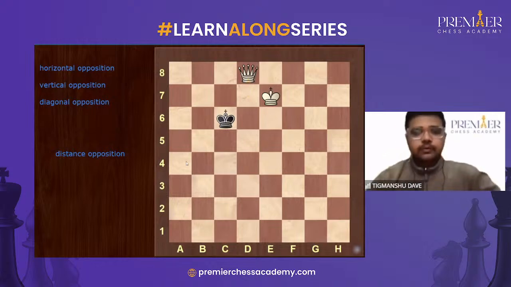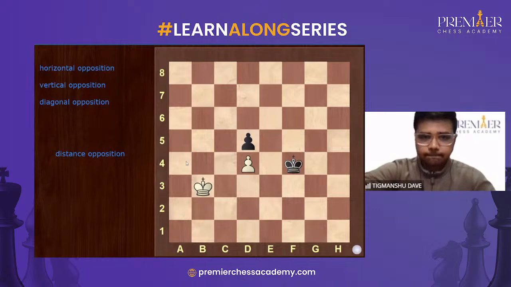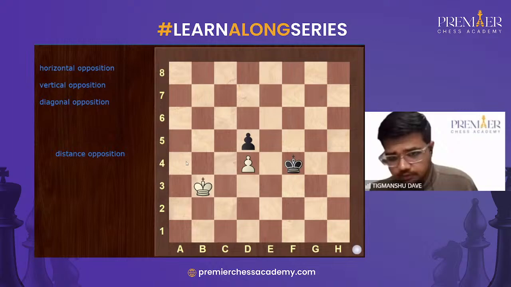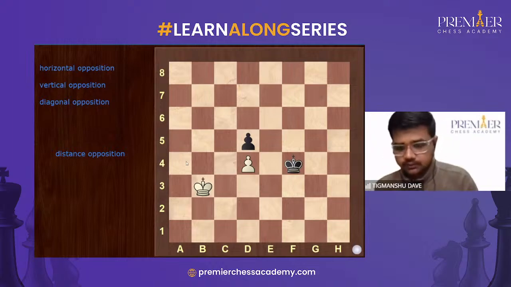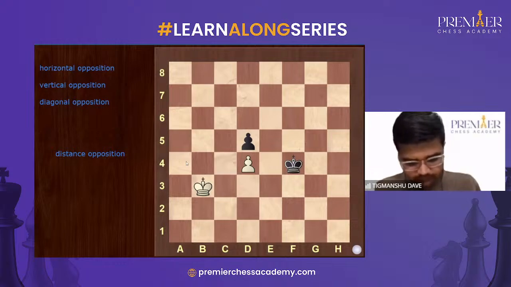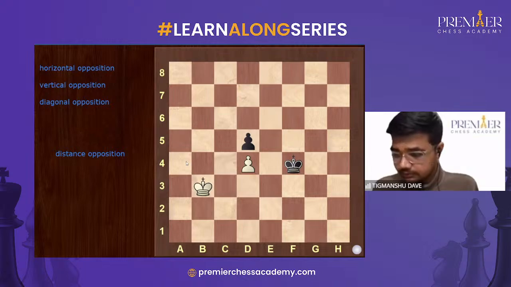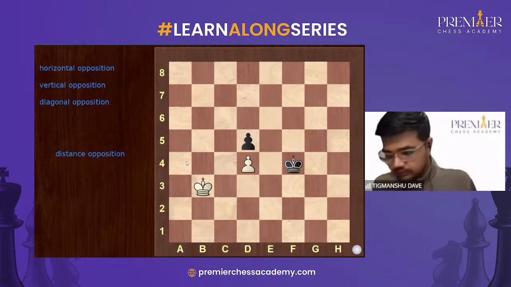Moving towards the next position. Okay, it is white to play. What do you think? What will happen? White winning, white losing, black can take the win, or what? Or is it a draw? A draw, or white can win, or black can win? What is it?